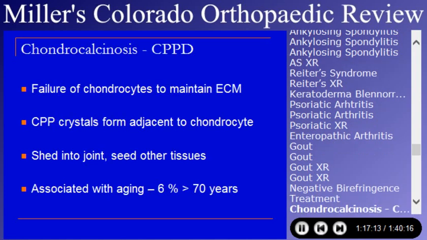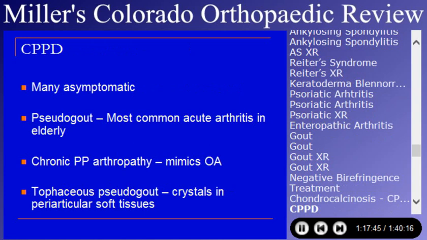Chondrocalcinosis, or calcium pyrophosphate deposition disease, is common in old people. It tends to involve an older population than gout does. Calcium pyrophosphate crystals form adjacent to the chondrocyte. They're shed into the joint and seed other tissues. 6% of people over 70 will have radiographic evidence of chondrocalcinosis. Many people are asymptomatic.